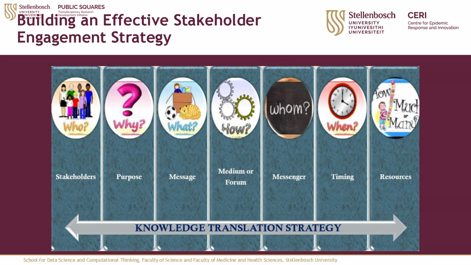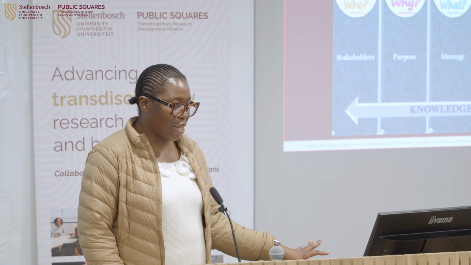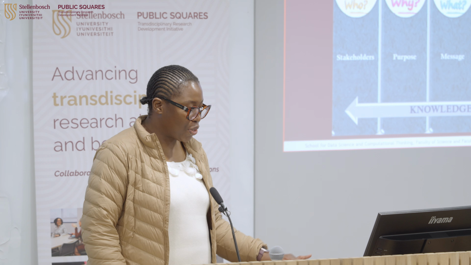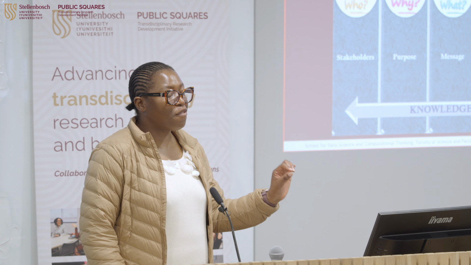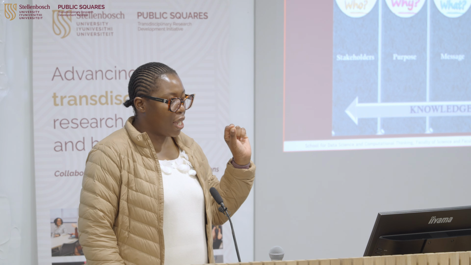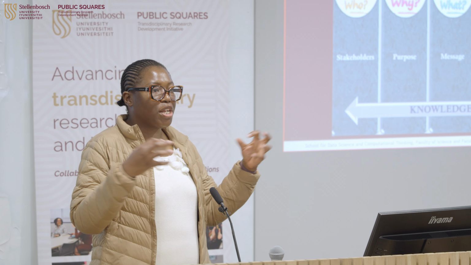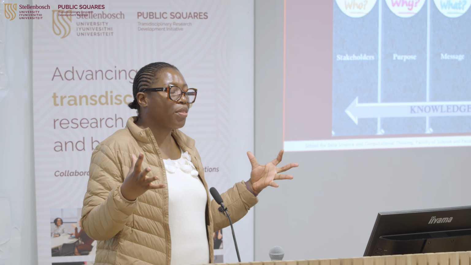So building an effective stakeholder engagement strategy involves these steps here. You have to identify your stakeholders. You have a table that I had shown you earlier on that had a list of all your stakeholders. And then for each stakeholder, you need to develop their own engagement strategy. So you don't have an umbrella engagement strategy. You don't engage with different stakeholders the same way. So you have to develop an engagement strategy for each stakeholder.